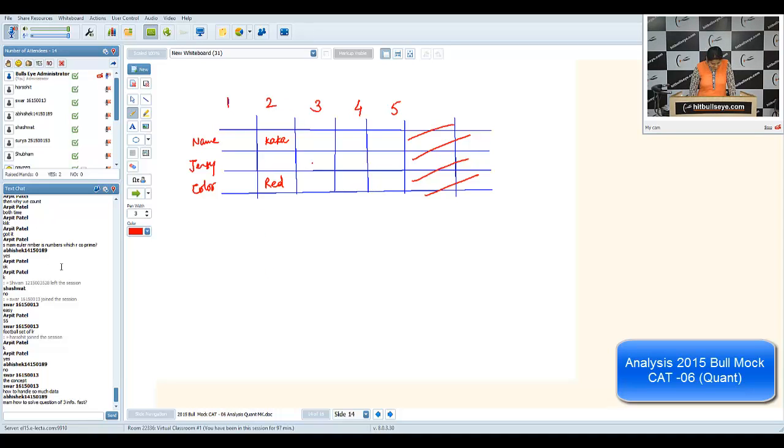Okay, then second, Kaka is not wearing the Chelsea jersey. It means we cannot take Chelsea here. And he is behind Messi. So first should be Messi.